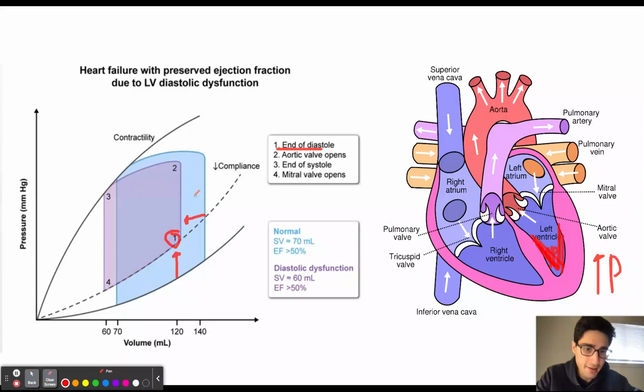And so again, heart failure with preserved ejection fraction is going to be due to a diastolic dysfunction, and most commonly this diastolic dysfunction occurs in the setting of a prolonged systemic hypertension.